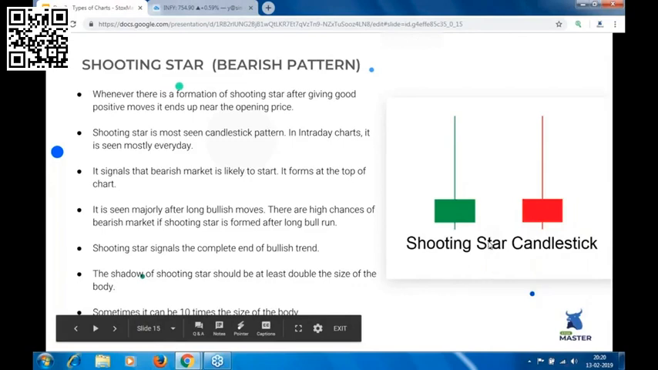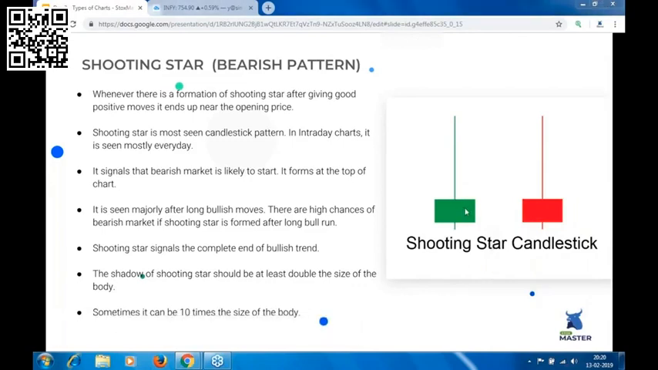Now shooting star, these are similar to your inverted hammer. The only difference between inverted hammer and shooting star is that inverted hammers are formed at the bottom of your chart, whereas shooting stars are formed at the top of a chart after an uptrend. Now volumes are also important in shooting star. If the shooting star is forming with good volumes, that means the bears are taking control over the market and we can see a trend reversal. Now selling will be below the low of this candle and we can keep our stop loss above the high of this candle.